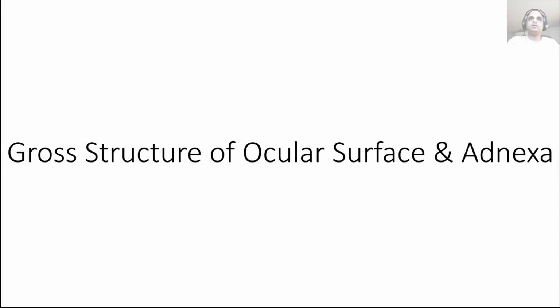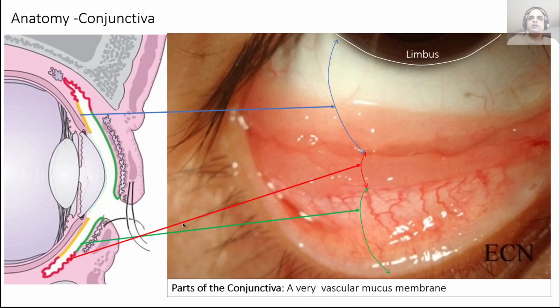Before we go on and talk about those conditions that I just mentioned, let's just review the gross structure of the ocular surface and adnexa that's relevant to our discussion today. We'll start off by looking at the conjunctiva, and the conjunctiva is a very vascular mucous membrane. It has three divisions. A part of the conjunctiva covers the eyeball, which is called the bulbar conjunctiva. It starts off at the limbus and continues on and covers the anterior part of the eyeball that can be seen when you look at a patient.